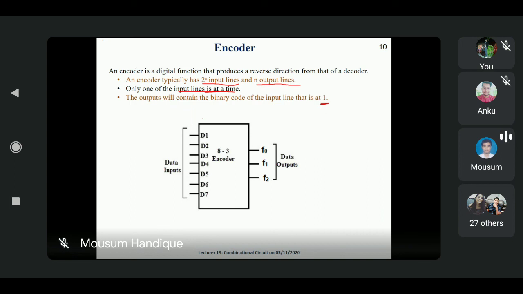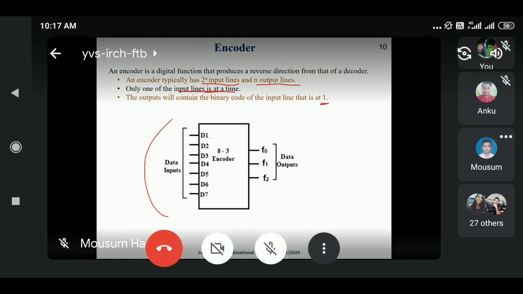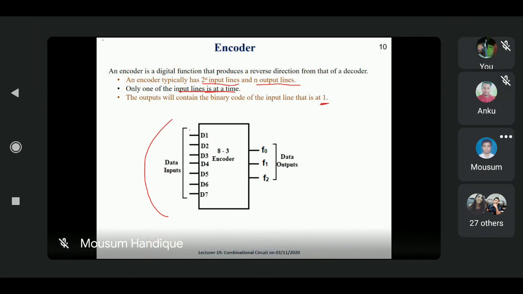Suppose this is the structure of an 8 to 3 decoder. So 8 means 2 to the power n, and this 3 is n. So how many input lines are there? 1, 2, 3, 4, 5, 6, 7, 8: D0 to D7. And the output lines, I'm writing F0, F1, F2.